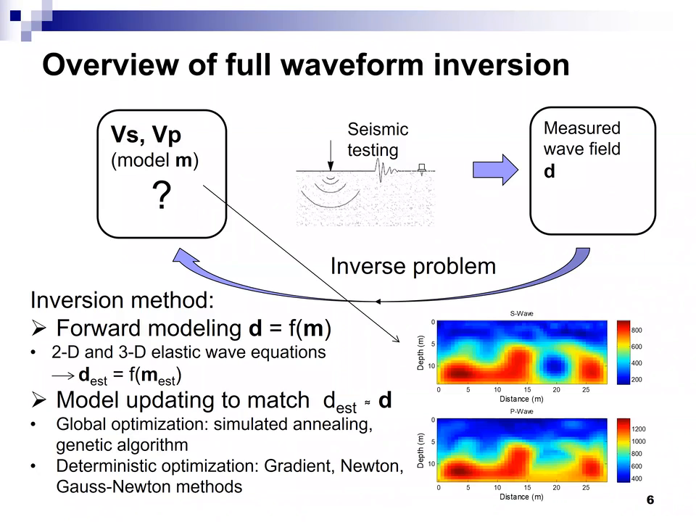So the forward modeling is to describe the relationship between the measured data, or seismic wave, as a function of material property M. So here D is a function of M. This is physics-based modeling. We use the two-dimensional or three-dimensional wave equation to model the wave field to generate the so-called estimated data. So we have an estimated seismic wave as a function of estimated material property, the shear wave and P wave velocities of cells. And then we will do the model updating. That means we will find the best model M.